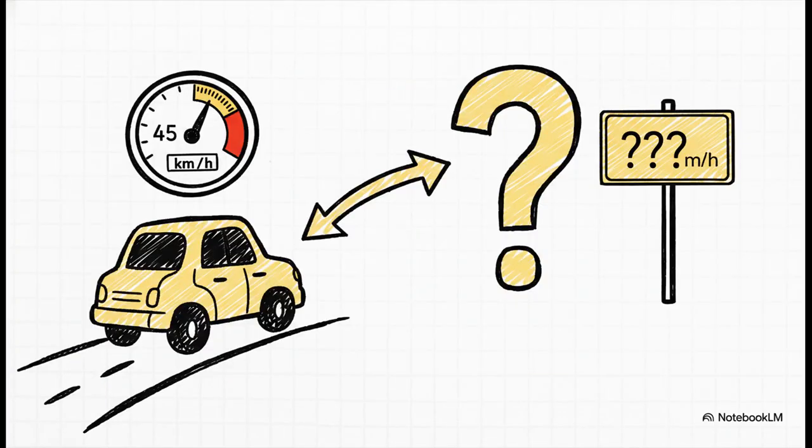Okay, here we go. Problem number 1. Let's say we're going 45 kilometers per hour. The question is, how many meters per hour is that? Now, notice we're only changing the distance, the kilometers. We're leaving the per hour part alone for now.